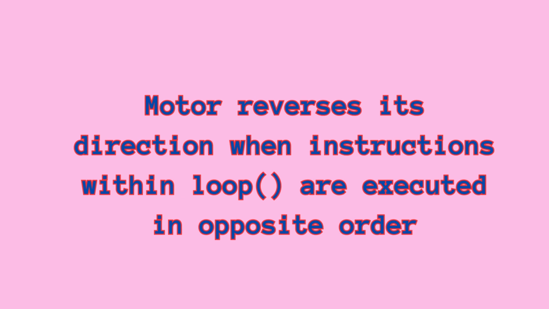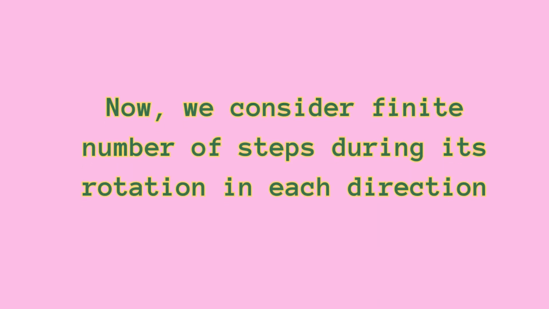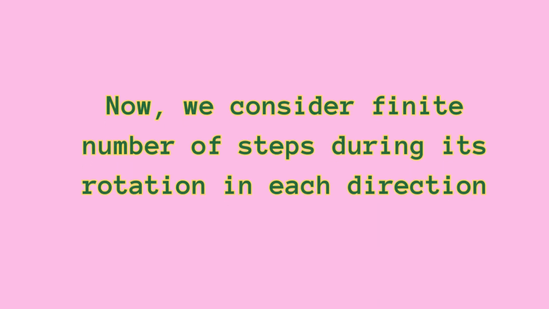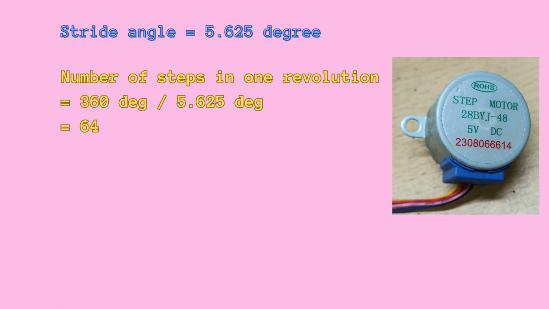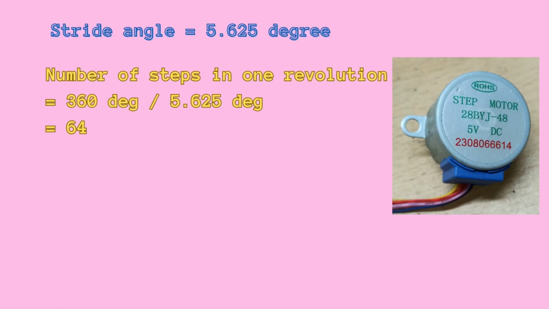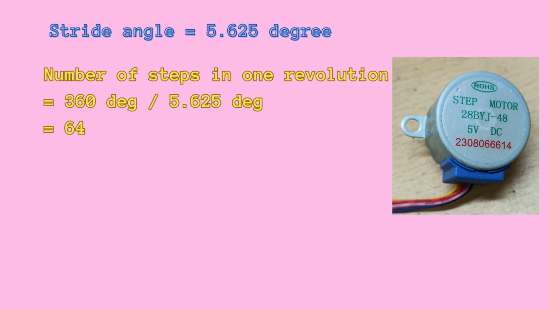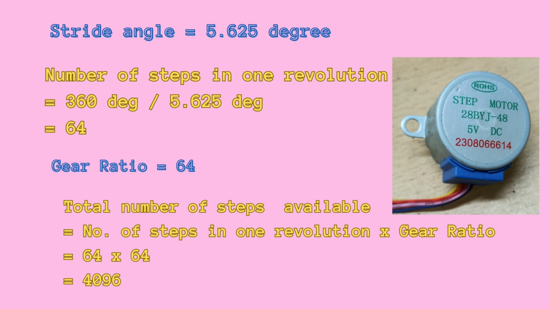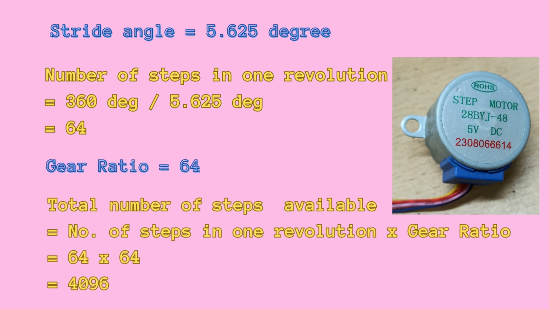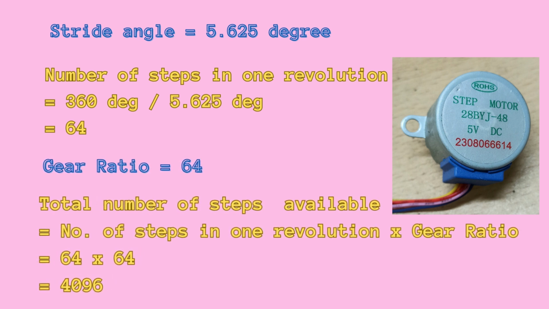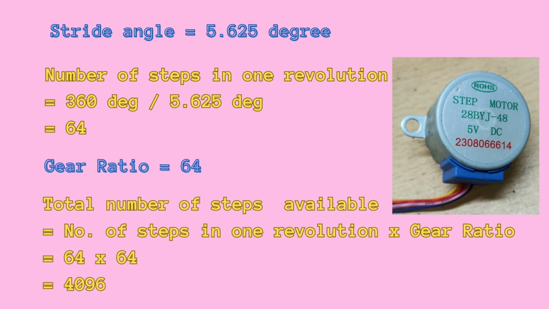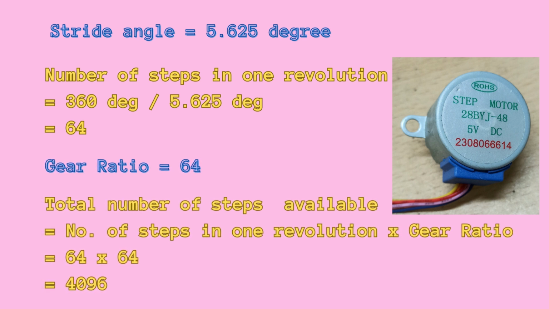Now, we want to apply rotation for finite number of steps in each direction. The angle subtended by one step of the motor, called stride angle, is 5.625 degree. So, to complete one revolution, 64 steps are required. The number of steps are further amplified by increasing the precision of movement. This is accomplished by gear. A total of 4096 steps are achieved finally.